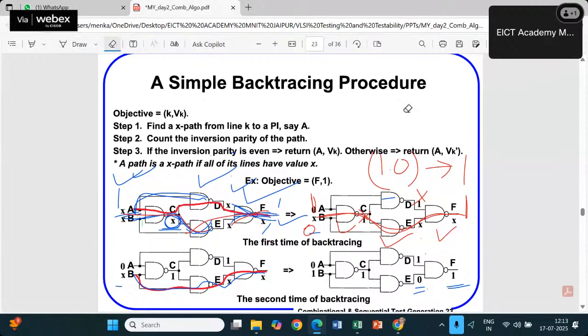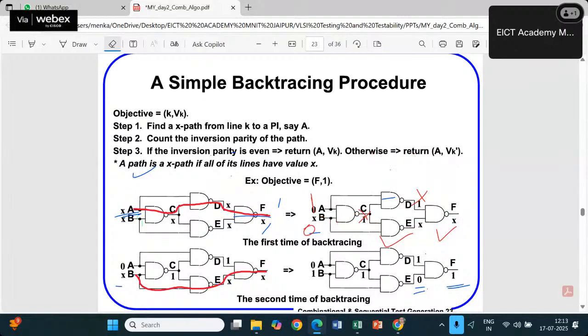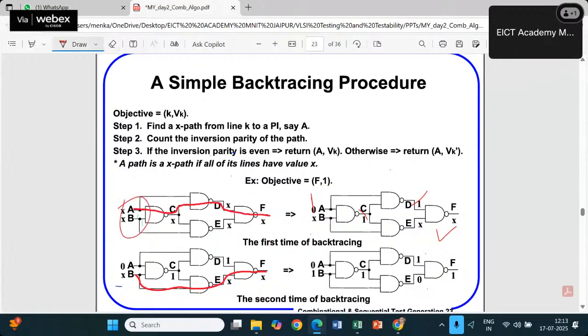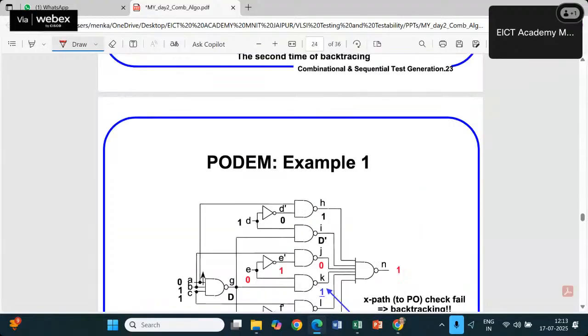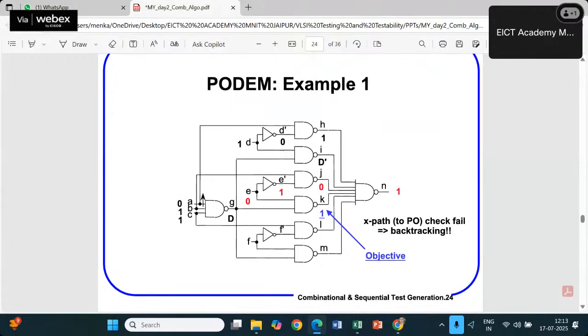there is no need to assign in between. Like there was C, D, E. These 3 input intermediate branches were there. There is no need to assign values at all these intermediate branches because you are directly coming to the primary inputs. Fine. So we have taken again the same example, whatever example was taken in D.